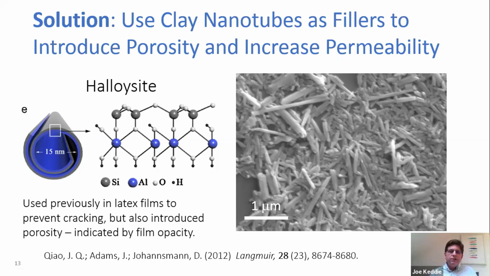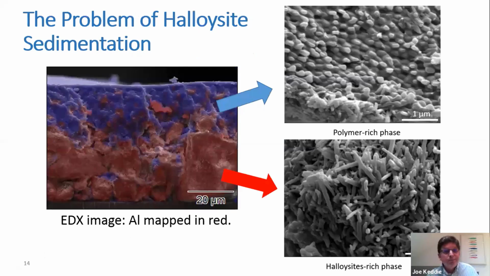And if they're just randomly arranged, you can see all the extra void space that they'll create. So fine, we added some halloysite to the formulation and then looked at the cross section. And essentially this is probably what you'd expect if you know much about formulation. You have the denser halloysite, they're quite large. So in the time of the film formation, they sedimented.